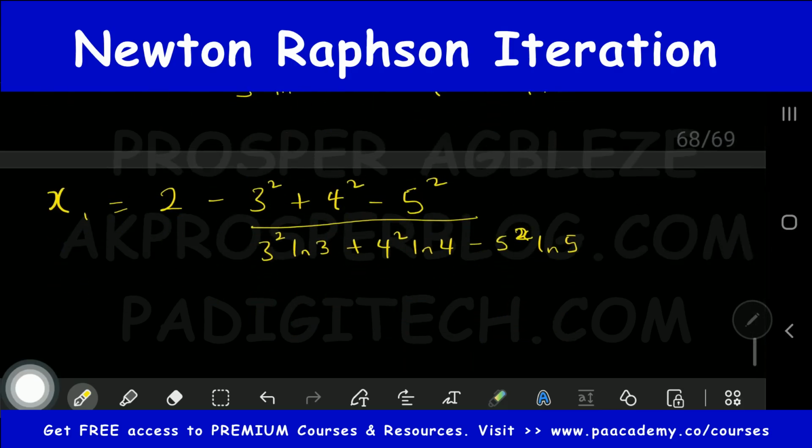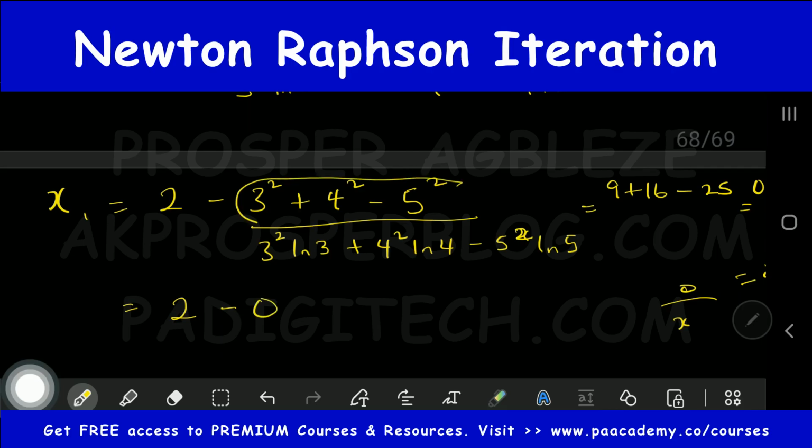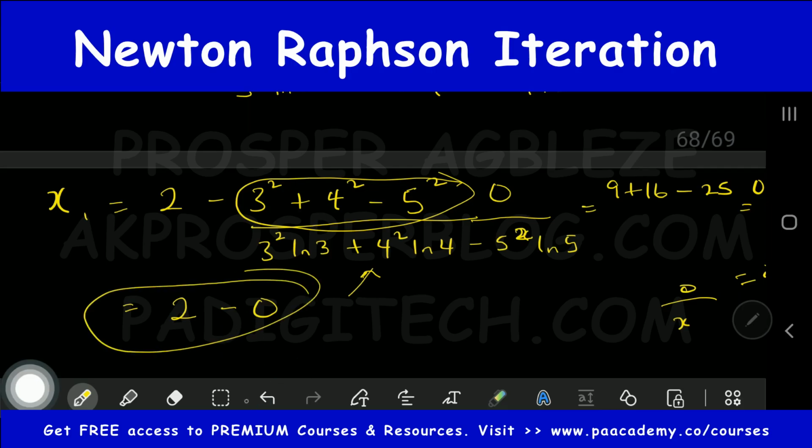Now if we do the numerator, we have 3 raised to the power 2, which is 9, plus 4 raised to the power 2, which is 16, minus 5 raised to the power 2, which is 25. This gives us 0, and 0 over any number, whatever the number is, will also give us 0. So we have 2 minus 0, irrespective of what we have in the denominator, as long as the numerator is 0.